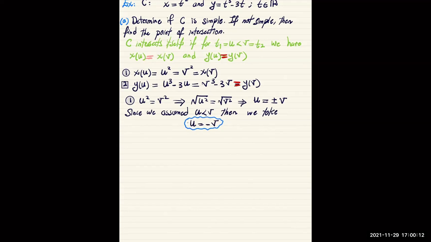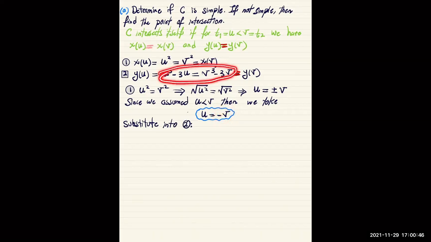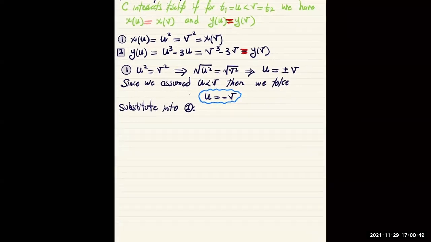So whatever v is, u is going to be the negative of that, which makes sense because u is less than v. All right. Now, what you do is you take this equation and you substitute that into the second equation. And that is going to eliminate one of the variables. So substitute into 2. Okay, u is negative v.